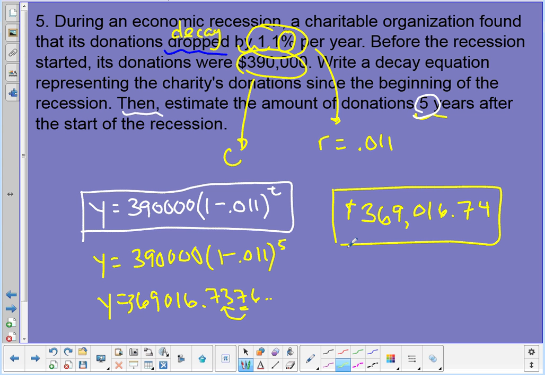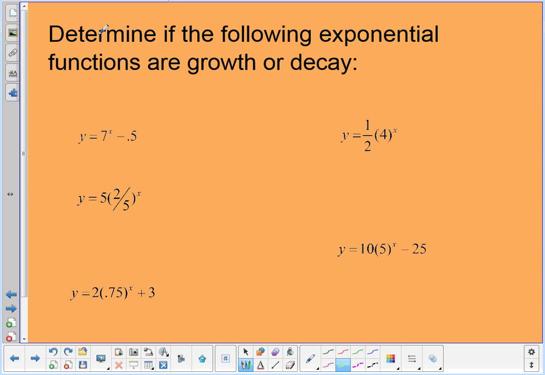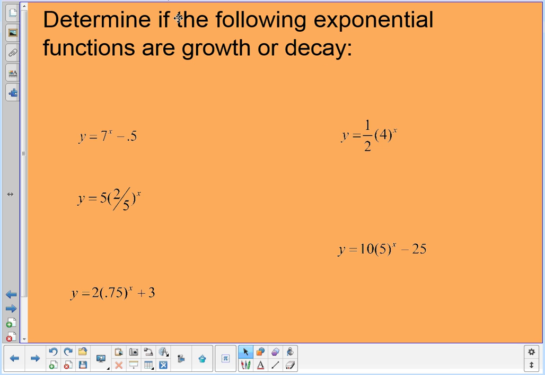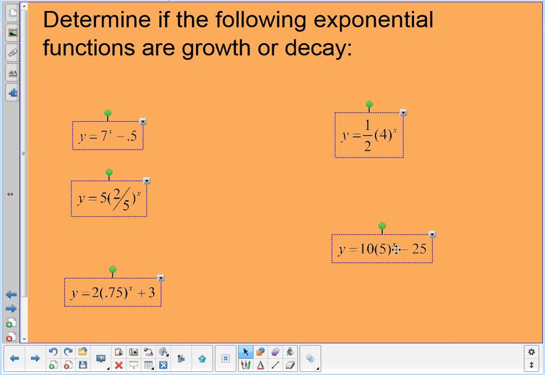Okay, so there's a few examples of writing exponential decay equations. Now let's just take a couple minutes to compare the difference between growth and decay equations themselves. So for numbers 6 through 10, we want to look at how do we determine whether it's growth or decay.